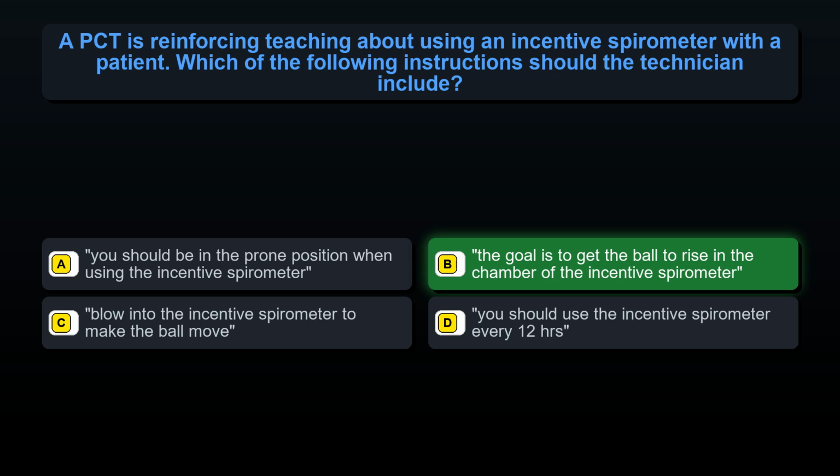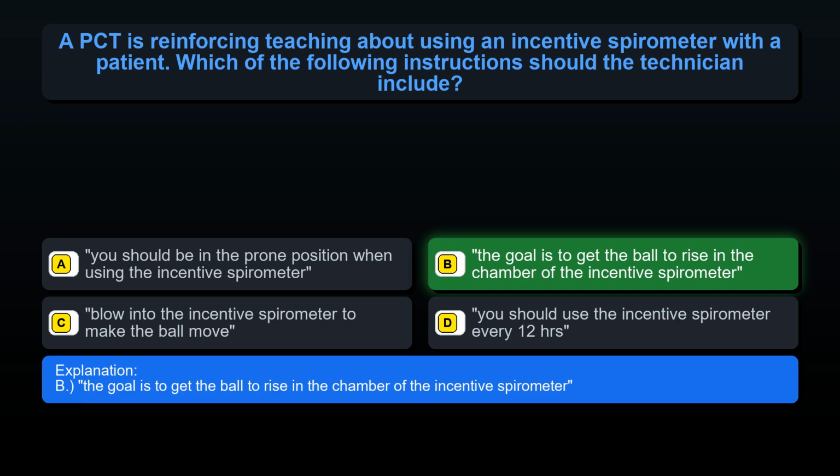The correct answer is option B. The goal is to get the ball to rise in the chamber of the incentive spirometer. B. The goal is to get the ball to rise in the chamber of the incentive spirometer.